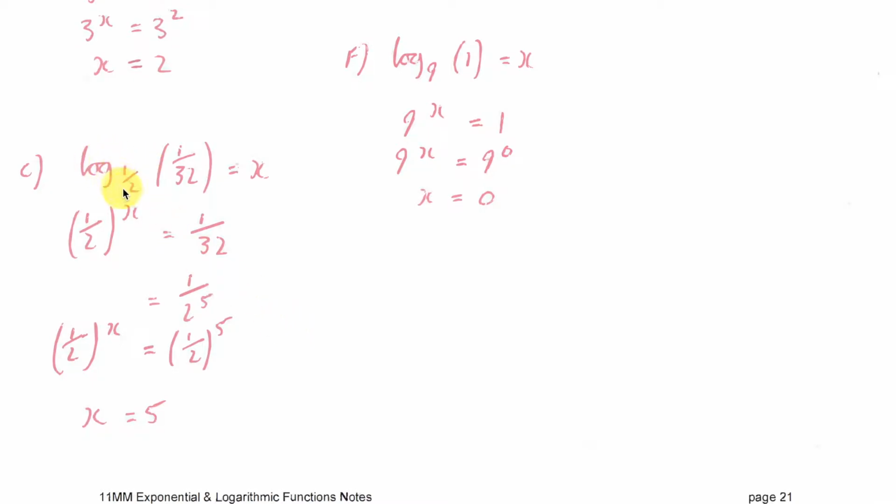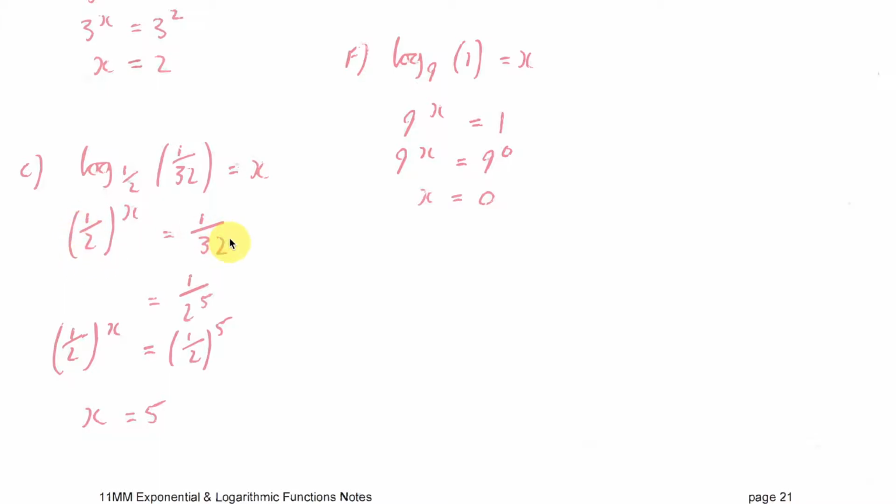C, log base of a half of 1 on 32. What's that equivalent to? Well, let's make it equal to x. And obviously, this would be hard to do in your head, where A and B you could do that for, but for this one it's a bit more difficult. So follow the technique. My base is a half. I raise it to the power of x, and that's equal to 1 on 32.